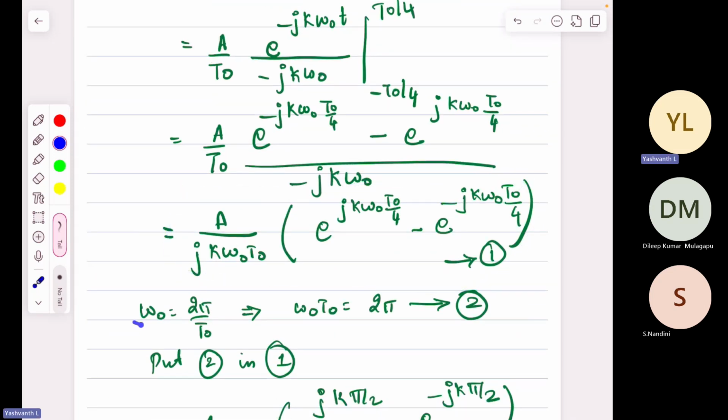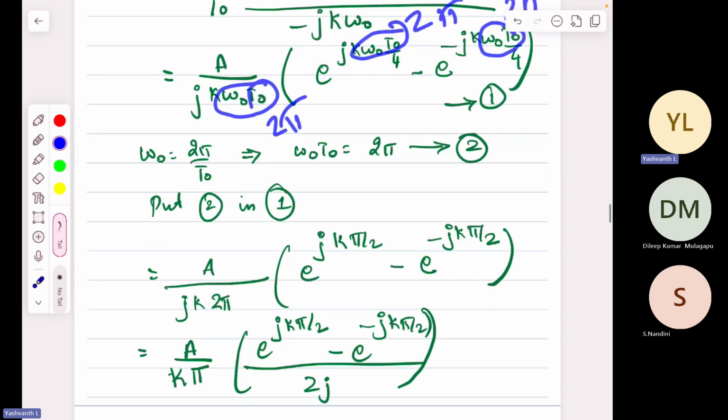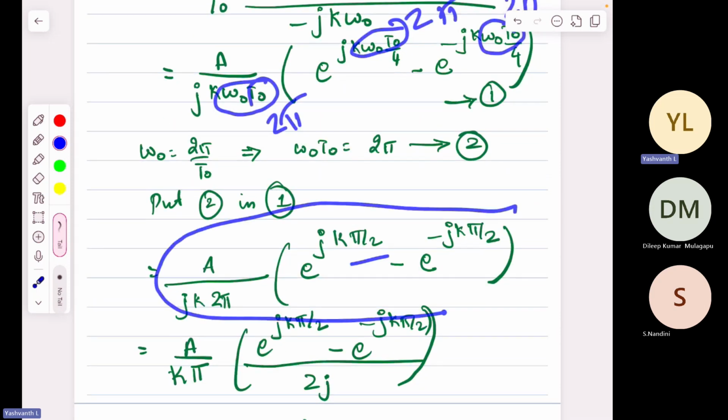Okay, now I know that omega naught is equal to 2 pi by t naught. So omega naught t naught equals 2 pi. So just put that here. You have omega naught t naught, put 2 pi; omega naught t naught, put 2 pi; omega naught t naught, you put 2 pi. So all these three places you put 2 pi, and you get this expression.